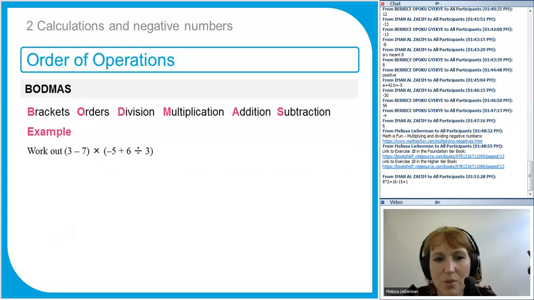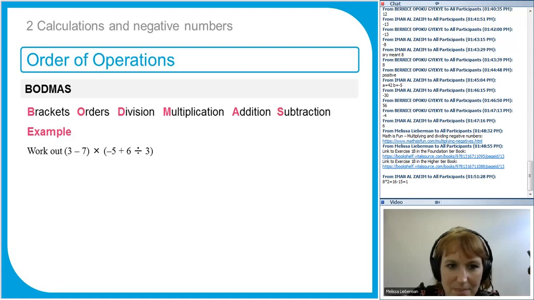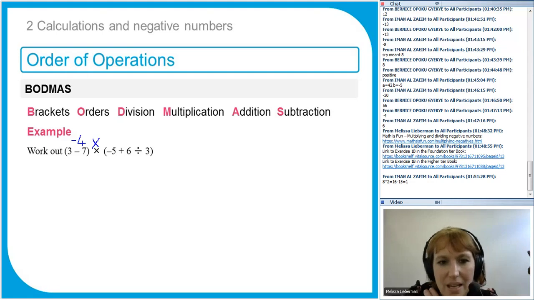So here's a slightly more difficult one. We've got some brackets in here now. So work out 3 minus 7. Work that bit out first. Multiply by 5 plus 6 divided by 3. So we need to work out the things in the brackets first. So work out what's in this first bracket. 3 take away 7 is, we're going to have negative numbers here. Well, if we start at 3 and go 7 down the number line, we end up with -4 times, we'll just leave that as it is.